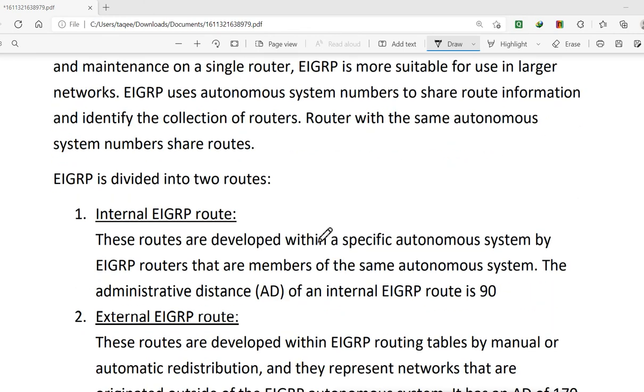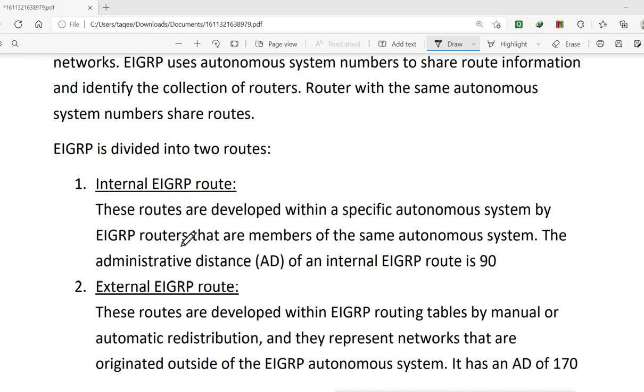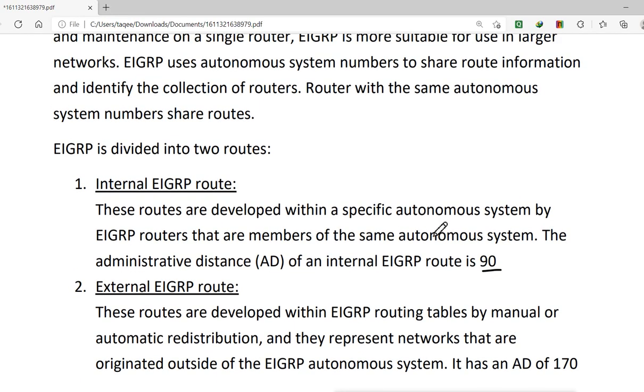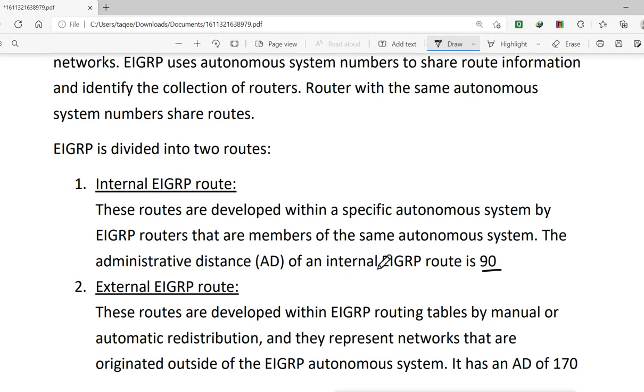Then EIGRP routes are divided into two types, internal EIGRP routes and external EIGRP routes. Internal routes are routes developed within a specific autonomous system by EIGRP routers that are members of the same autonomous system. The administrative distance, AD, of an internal EIGRP route is 90. So if the routers are working within the EIGRP autonomous system, within the routing domain, the EIGRP AD value is 90 and it is called an internal EIGRP route.